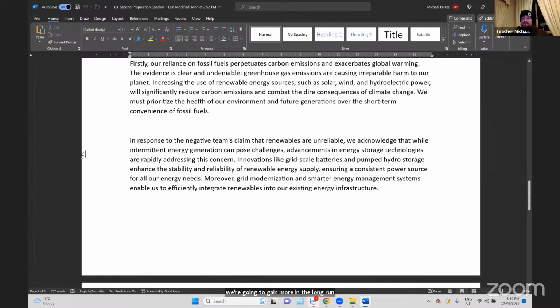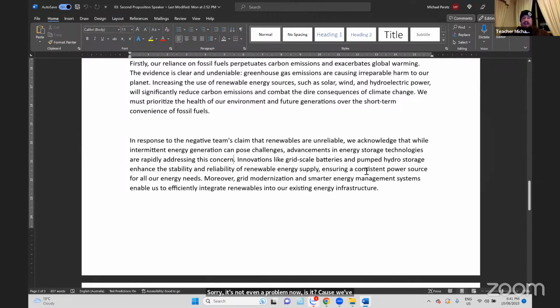We now also move on to dealing with the negative team and what they've said. In response to the negative team's claim that renewables are unreliable, we acknowledge that while intermittent energy generation can pose challenges, advancements in energy storage technologies are rapidly addressing this concern. So the proposition team are taking one of the arguments from the negative team, and they're saying, yeah, you're right, this can be a problem, but the solution already exists. So it's not even a problem now, is it? Because we've already got this solution here.